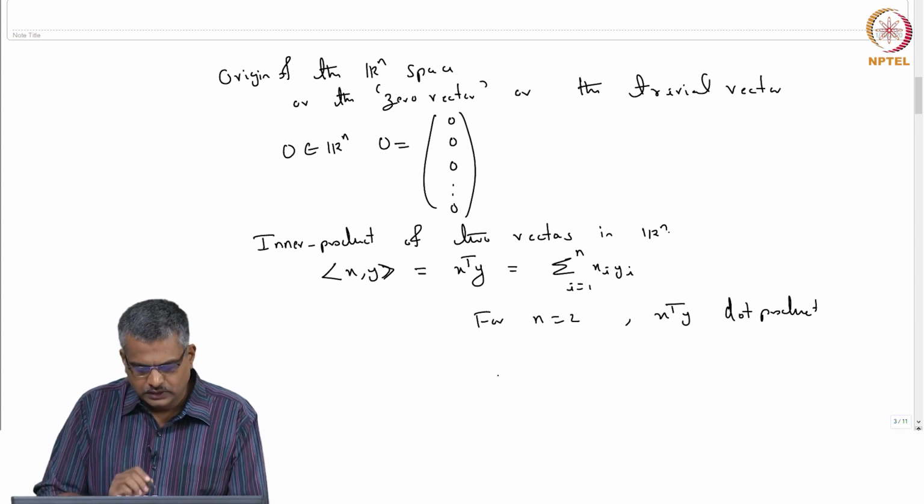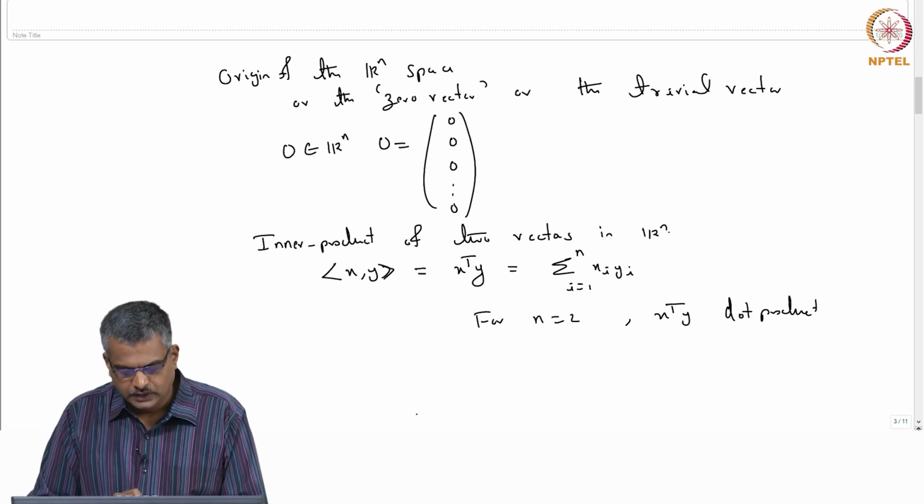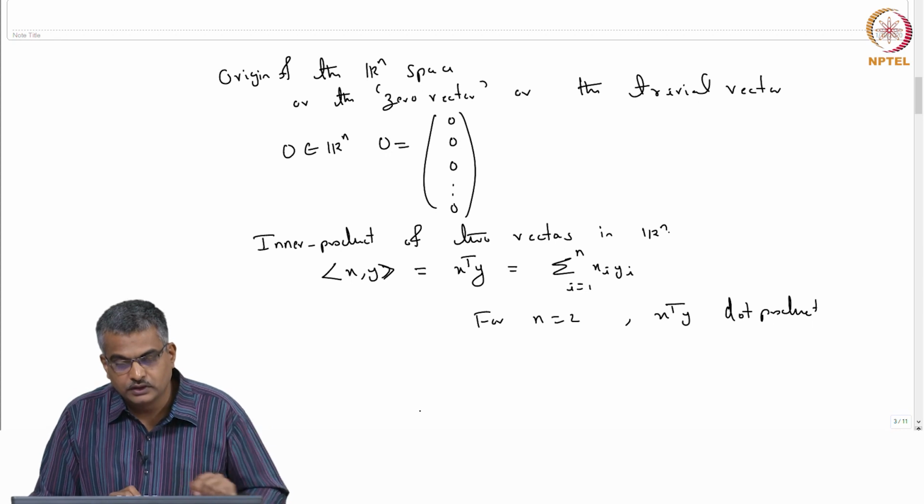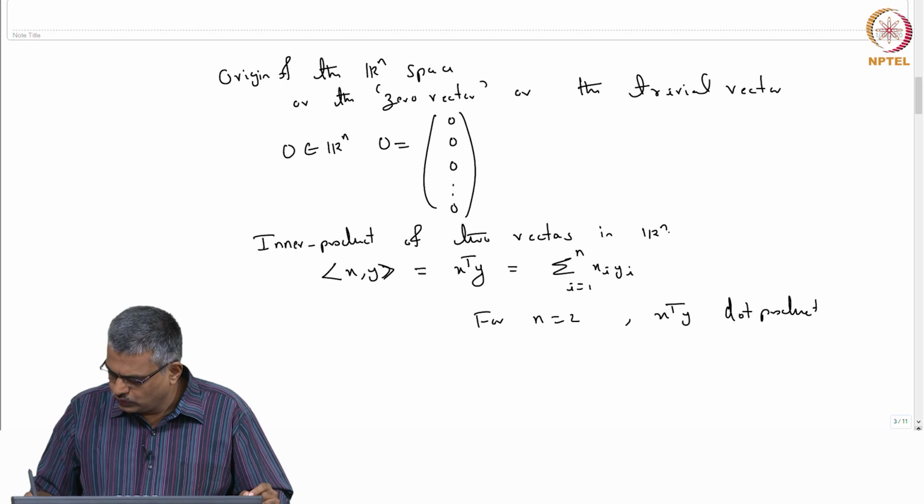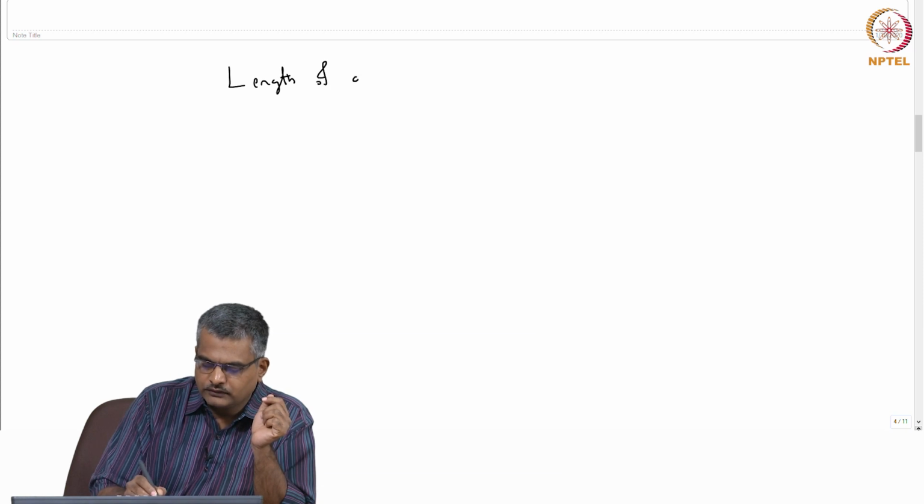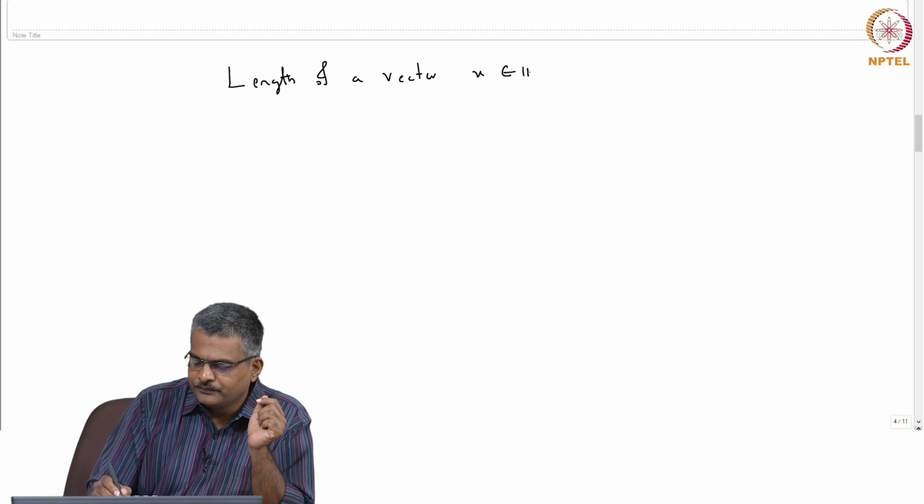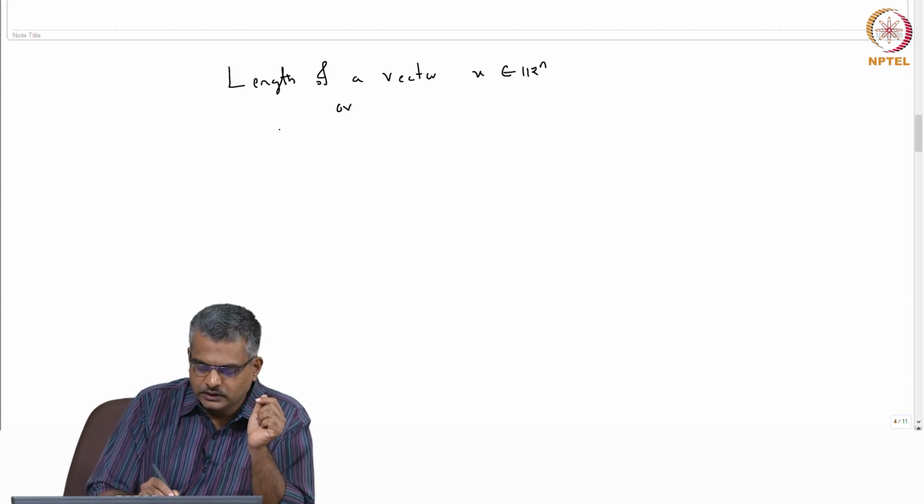Now, once you have the notion of inner product, and we have also defined the notion of the 0 vector, we can talk about the length of a vector. We want to talk about the length of a vector x in Rn, or we want to capture the notion of distance between two vectors.